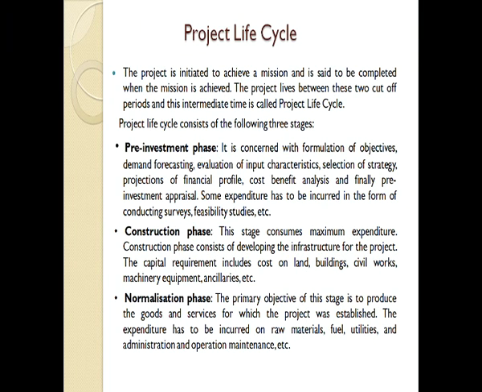The third phase is the normalization phase. The primary objective of this stage is to produce the goods and services for which the project was established. The expenditure has to be incurred on raw material, fuel, utilities, administration and operation maintenance, etc.